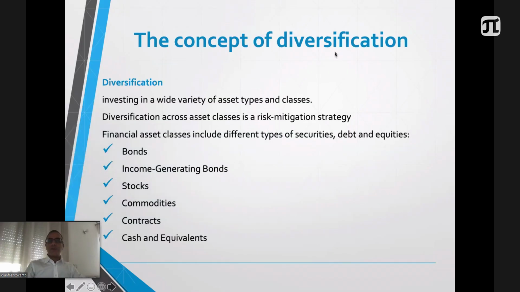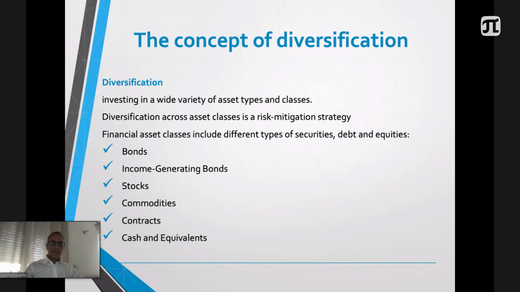So let's introduce now the concept of diversification. Well, diversification is the process through which an investor prefers to invest in a wide variety of asset types and classes in order to reduce risk. So diversification across asset classes is a risk mitigation strategy. And financial asset classes include different types of securities, but also debt and equities. So typically, diversification can occur through bonds, through income-generating bonds, through stocks, commodities, contracts, and also cash and equivalents.